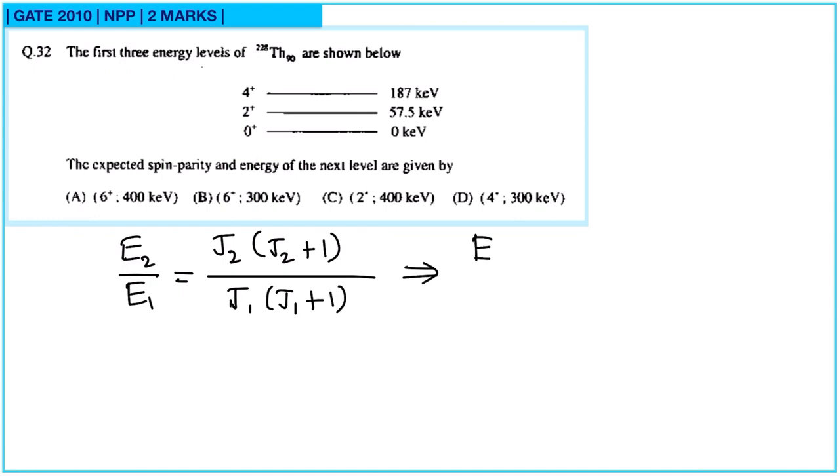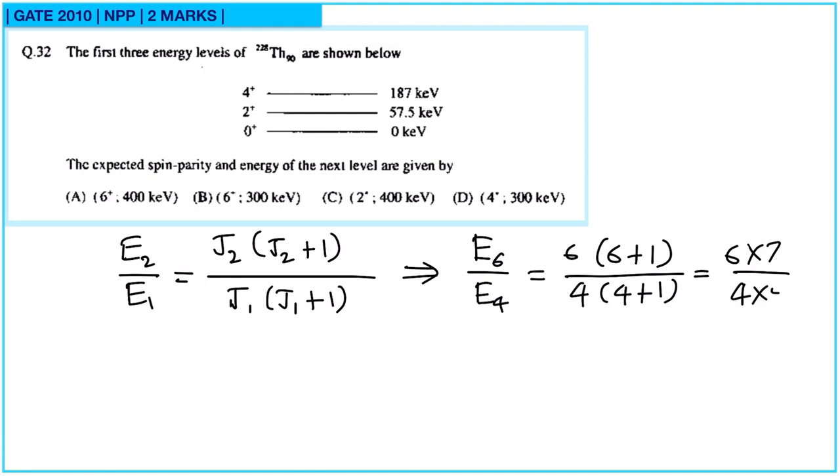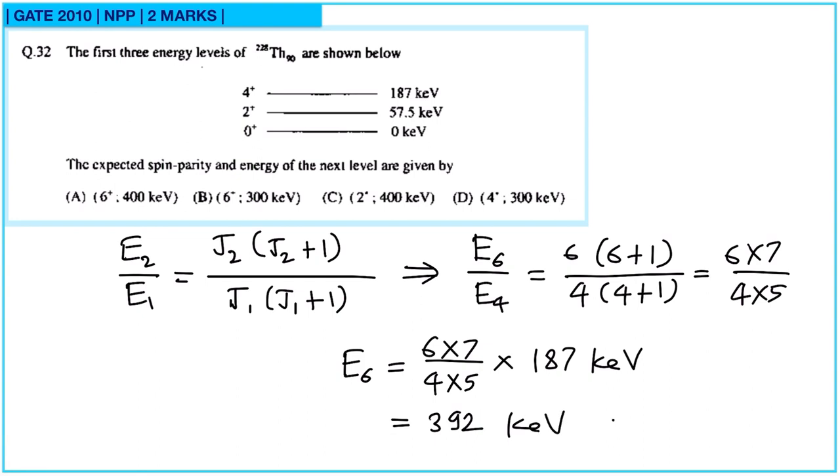So that means from here I can write E6 by E4. That will be equal to, since it is 6, then 6 into 6 plus 1 upon 4 into 4 plus 1. So that is 6 into 7 upon 4 into 5. So E6 will be 6 into 7 upon 4 into 5 into E4. But E4 is 187 kilo electron volt, and that comes out to be 392 kilo electron volt, which is roughly 400 kilo electron volt. So option A is correct.